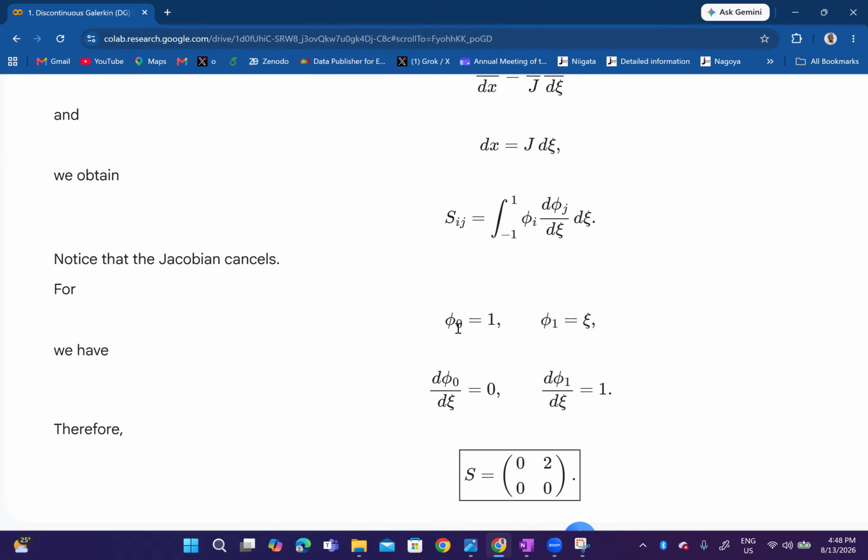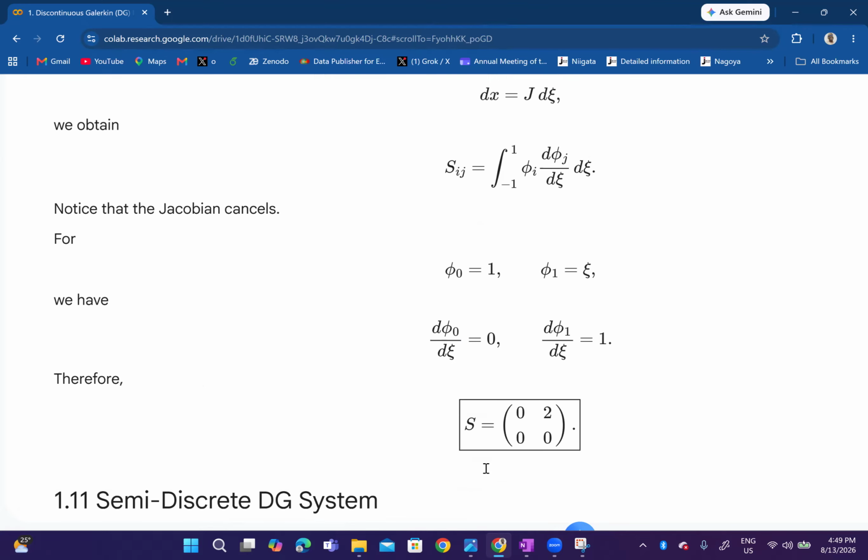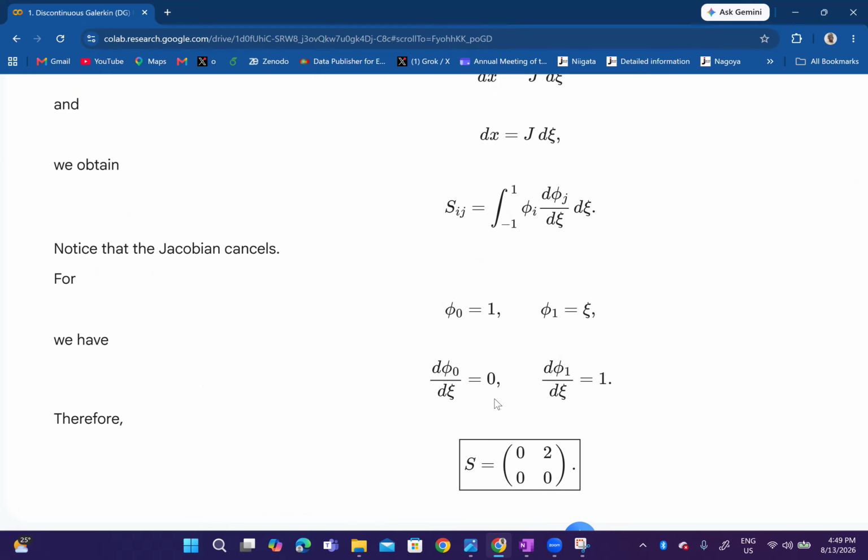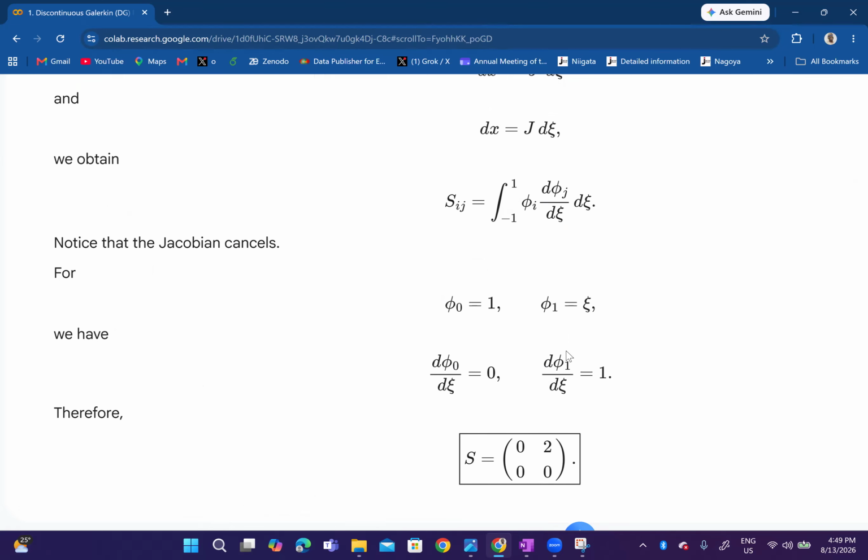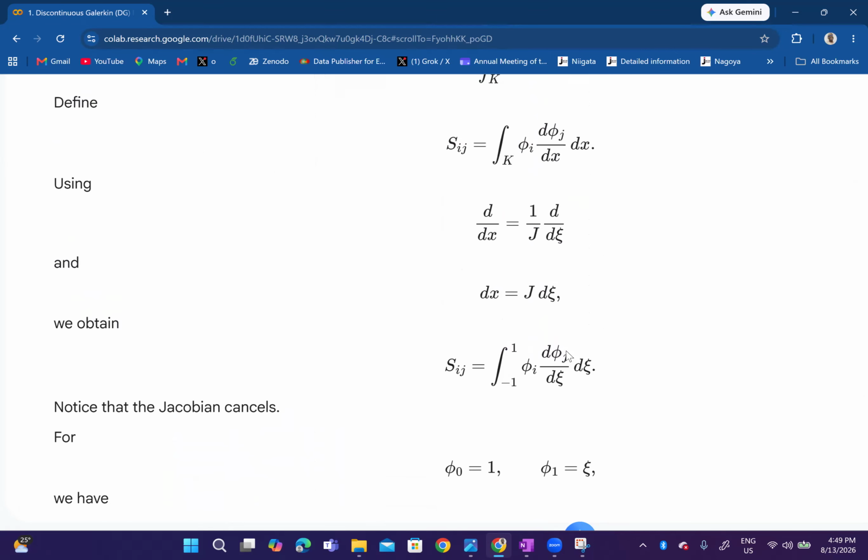So for phi 0, you have 1. Then for phi 1, you have psi. Then the derivative of phi 0 with respect to psi will be 0. If you differentiate this, you get 0. If you differentiate this, you get 1. So as a result of that, we then just have 0, 2, 0, 0, like that, for the S_ij.